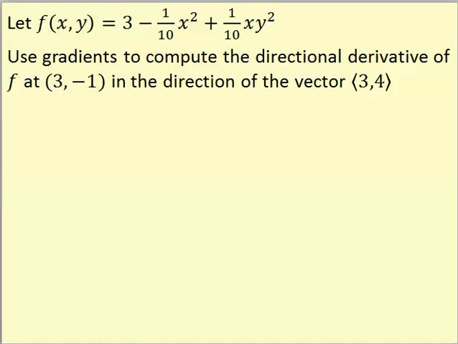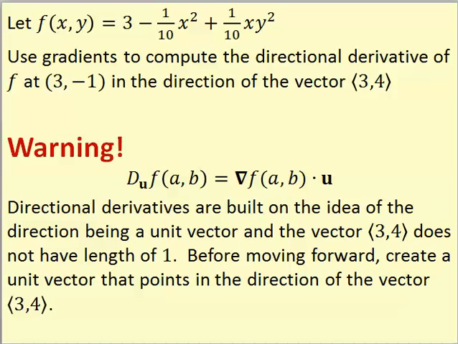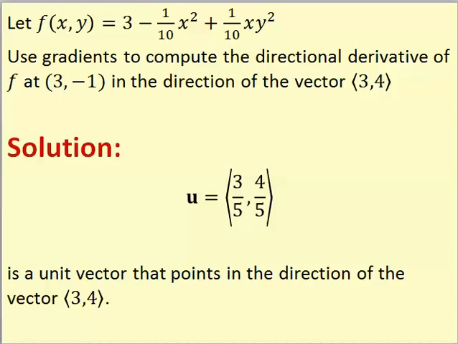Use gradients to compute the directional derivative of f at (3, -1) in the direction of (3, 4). Big warning here. Directional derivatives are built on the idea of the direction being a unit vector, and the vector (3, 4) does not have length 1. Before moving forward, create a unit vector that points in the direction of the vector (3, 4). u is a unit vector in the direction of (3, 4).